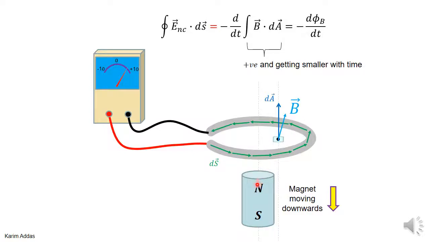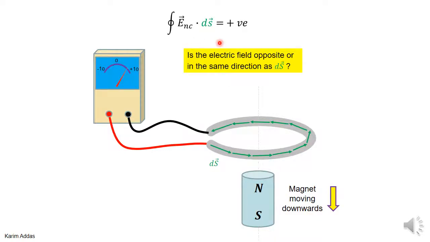But because the magnet is going down, it's going away from the loop, the magnetic flux is positive, but it's getting smaller as time goes on. So that means when you get the derivative of this quantity, it's going to be negative. And a negative of a negative is positive. So that means the right-hand side is positive. And so you have a flip in sign. Remember, the right-hand side was negative when the magnet was going upwards. When the magnet goes downwards, it's positive.